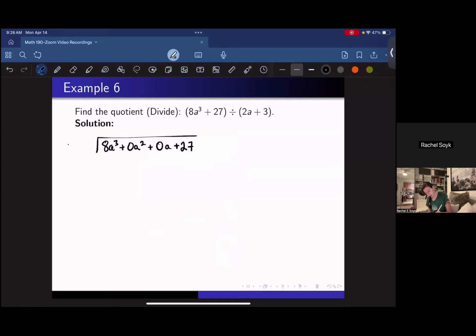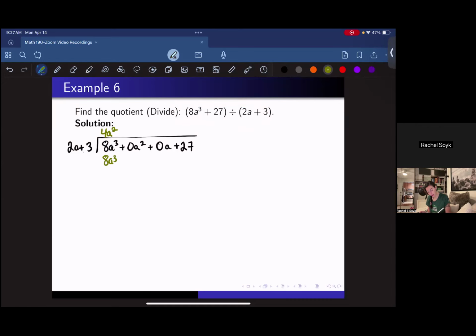And then we have our 2a plus 3. Also, you can notice that, and I'll maybe touch upon that in a moment, this is a sum of cubes, right? So let's go ahead and start our long division. 2a times what gives you 8a cubed? We have 4a squared.